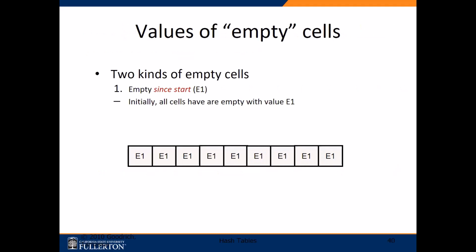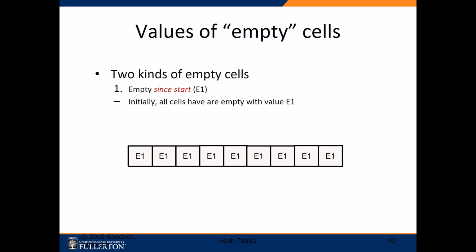We'll next start looking at some of the implementation details of linear probing. First, how do we represent an empty cell? Notice that in an array, every cell has to have some value, even if it is supposed to be empty. So we'll need some special marker to represent an empty cell. Let us call it E1. And initially, all our cells will have value E1.